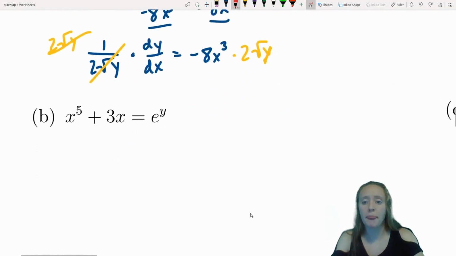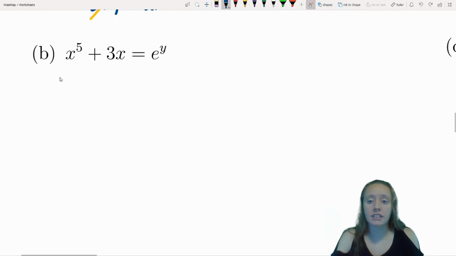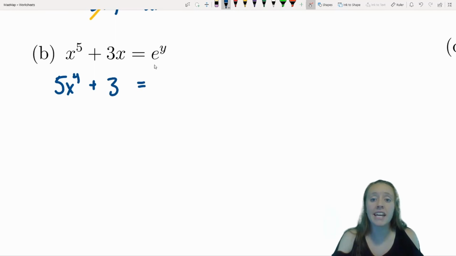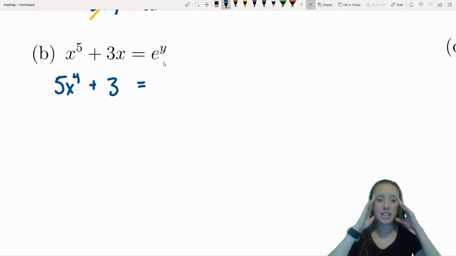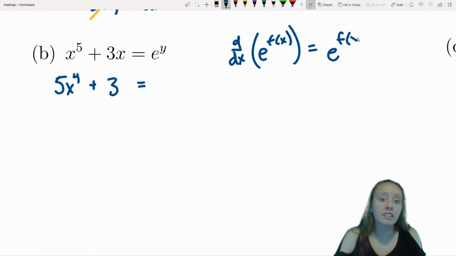Let's move on to part B. Part B, we're again taking the derivative with respect to x, trying to find dy/dx. So the derivative of x to the fifth with respect to x is 5x to the fourth, plus the derivative of 3x with respect to x is 3, and the derivative of e to the y, well, let's think back to that chain rule for e to the function. Remember, the derivative of e to the f(x), when we're taking the derivative with respect to x, is e to the f(x) times f prime of x.